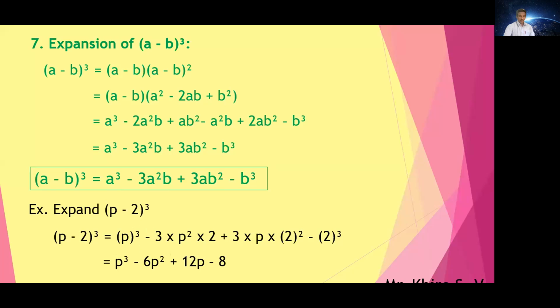Then we will get p cube minus 3 into 2, this is multiplication of these 3. 3 into 2 is 6, so 6p square. Now 3 into 2 square into p: square of 2 is 4, and 4 times 3 is 12, so 12p. Minus cube of 2 is 8. Okay. Got it?